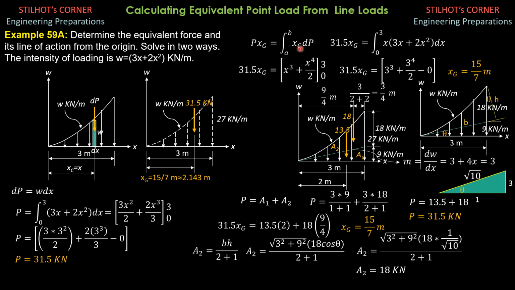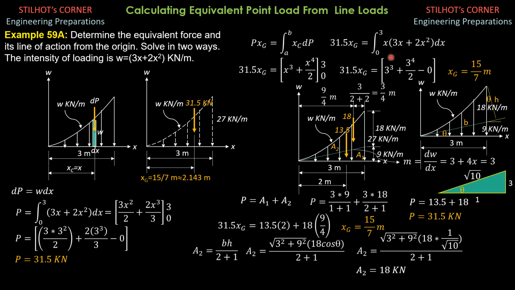We replace x_c by just x, and we have dP, which, going back here, is w dx. So we just copy 3x plus 2x squared dx. So again, evaluating manually, this is 3x squared. The integral is 3x cubed over 3, or simply x cubed. Then we have 2x cubed. The integral is 2x to the fourth over 4, and 2 over 4 is 1/2. So we have x to the fourth over 2, limits from 0 to 3. So 31.5 x̄ is the quantity 3 cubed plus 3 to the fourth over 2, minus 0.